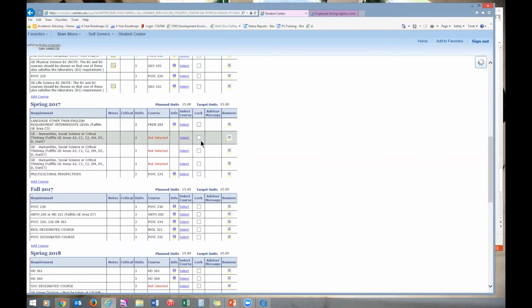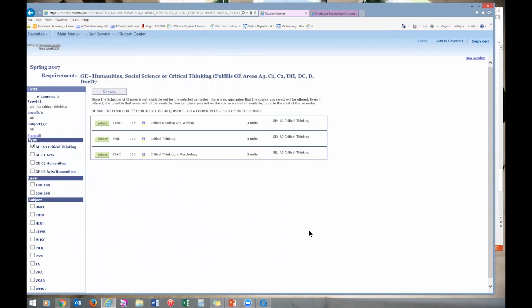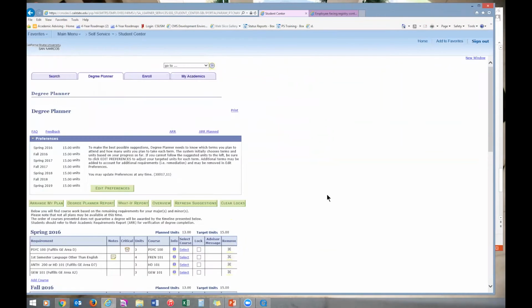And now I want to show you the GE filters that you can use, or the filters on the left. Now remember that Casey in her ARR had a red box for A3. So she can click and use the filter and say, just show me all the A3 courses. And she can then look at the course description, check prereqs, and then say, you know what, I want to take Philosophy 110.